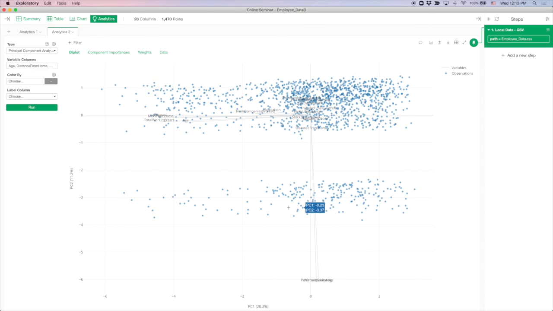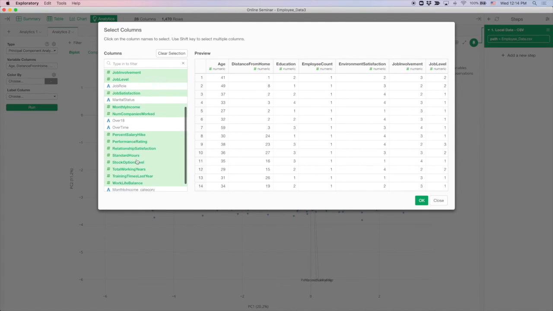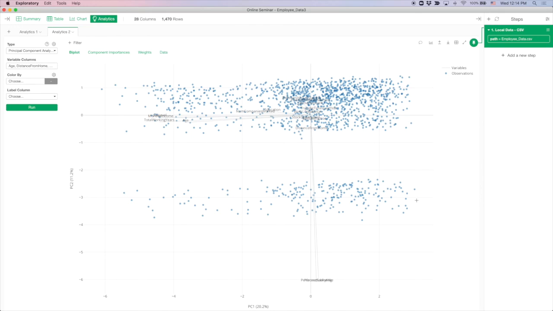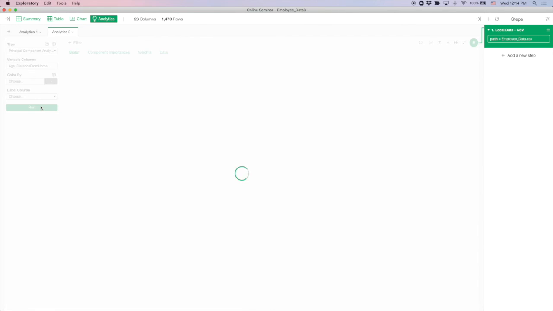For example, these people here scored a high point on performance rating, but their salary is sort of in the middle, average. So it probably doesn't really matter. That's what we get from here. If these are not really correlated at all, and we want to see what type of relationship we can find without them, we can remove them. For example, these two, percent salary hike and performance rating, and then let's try to run it again.